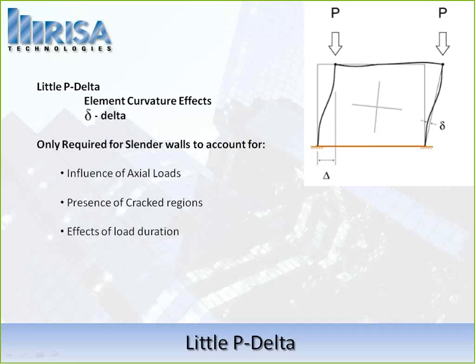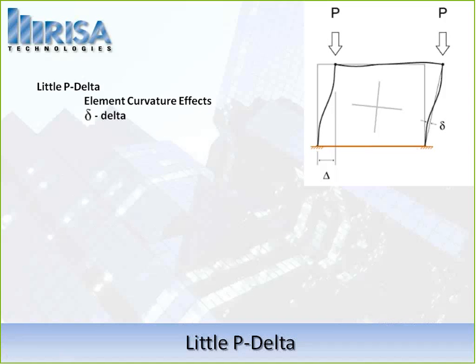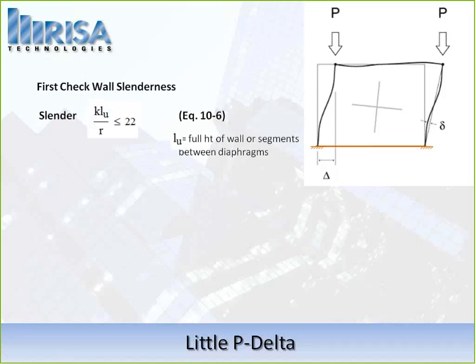You can tell even from this picture, they're going to be much more minor compared to the big P delta. But the way we do that, we only actually do that for slender walls. That's the most important piece too, that the code requires this for slender walls. So first it's going to go through a check and see if it is slender. The first thing you do is check the slenderness ratio, which is KLu over r, less than or equal to 22. Lu is an important thing to be defined. It's going to be the height of the wall.